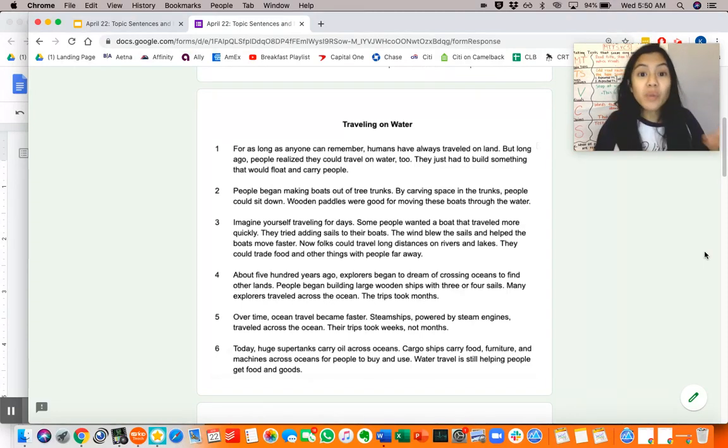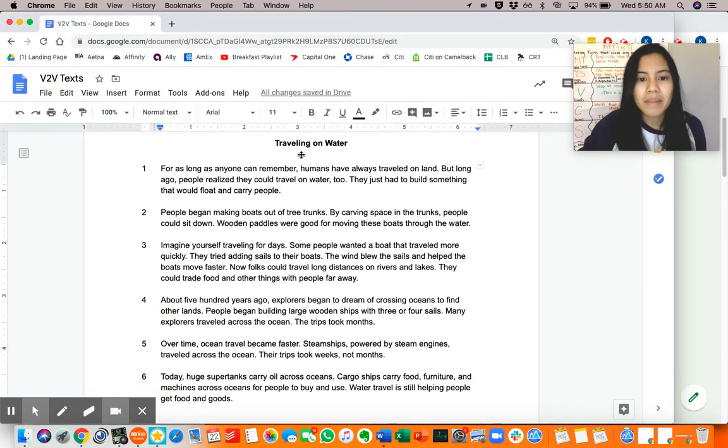Remember, before we start reading, the first step is we need to find the main topic. The main topic is short. The main topic is, yes, it's only 1 to 4 words. So I'm going to skim my text and look for any repeating words, including the title, and see what the text is mostly about. My title is Traveling on Water.